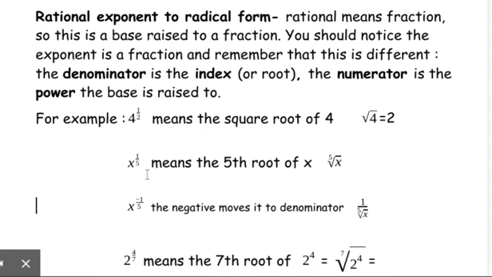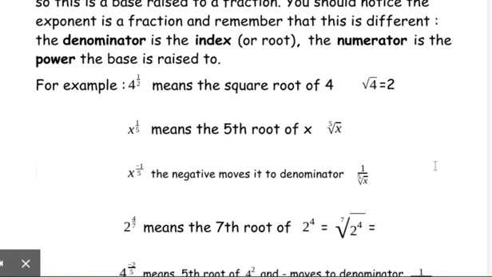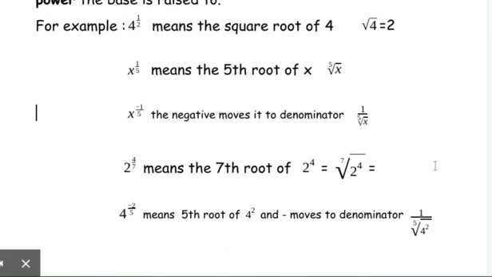If I take a look at x to the 1/5, 1/5 means that I have a fifth root of x to the first power. So my index comes out front of that radical symbol, and my x is raised to the first power. Again, we don't put the power of 1 down. This example has a negative exponent. Remember, a negative exponent moves the base and the power to the opposite part of the fraction. In this case, it happens to be going to the denominator.